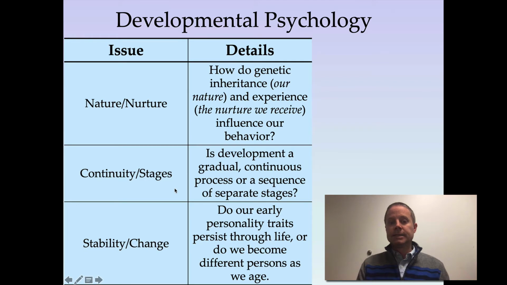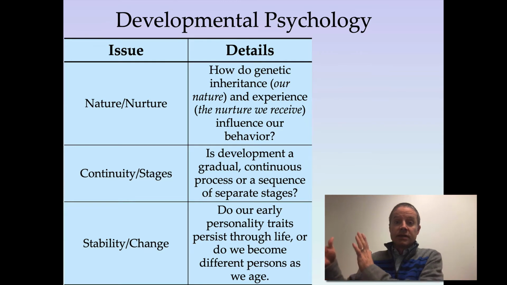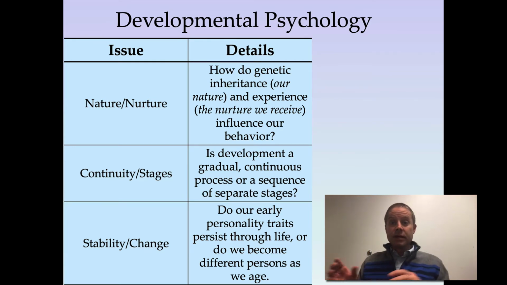Another big question is how do we develop? Do we develop in stages, like from 0 to 1, and then 1 to 3 is totally different, and then 3 to 8 is totally different, and then 8 to 20 is totally different? So is it these very distinct stages, or is it a continual gradual change? So that's a debate. Another one is stability versus change, and this is about our personality traits. Do our personality traits persist over time, or do they change over time? So those are three major issues.